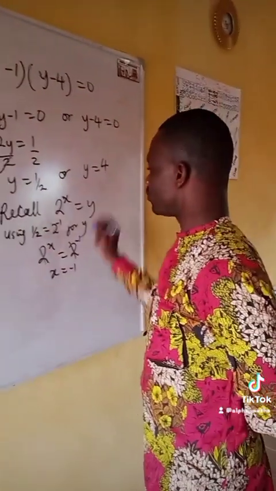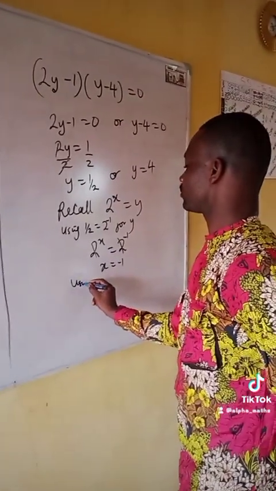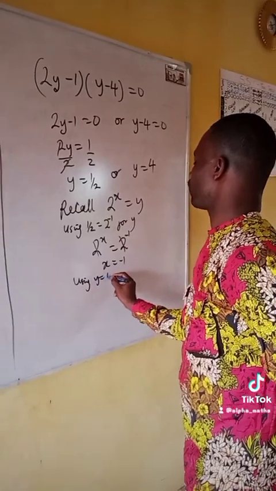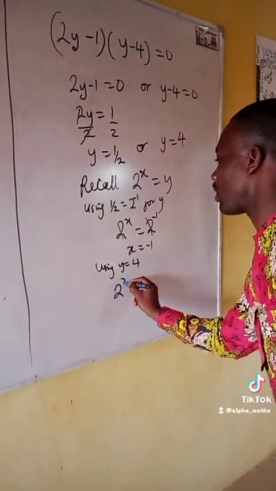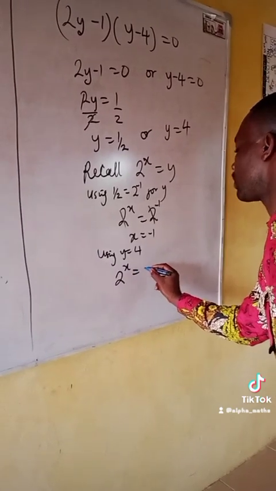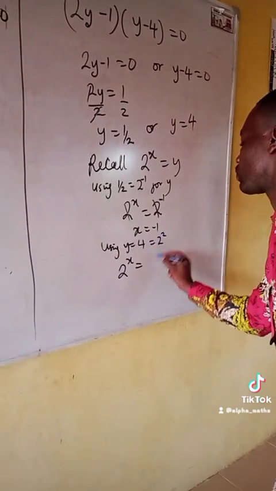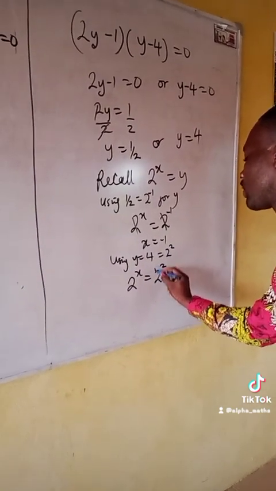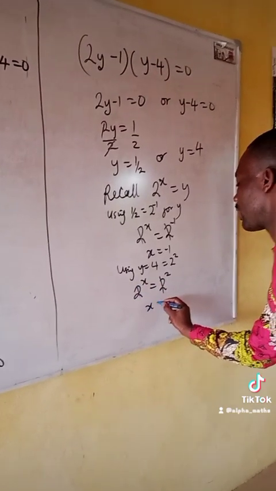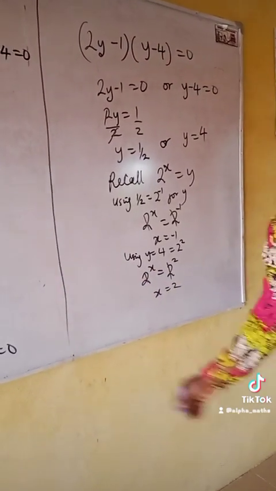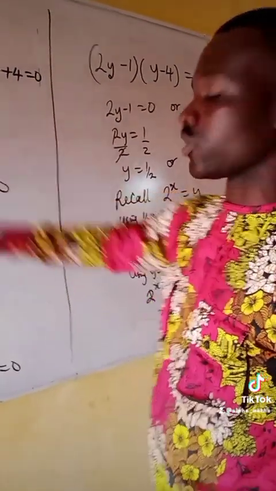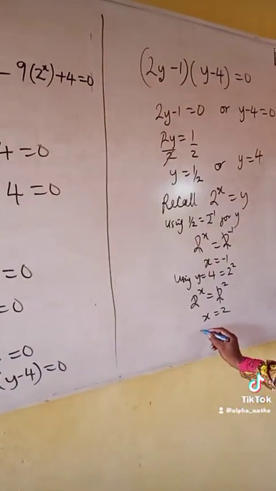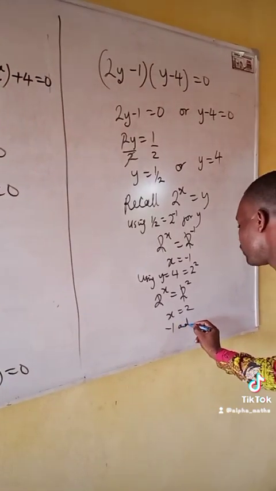If we are using y equals 4, which we got here, you bring it here. You remember from our equation that 4 is the same thing as 2 raised to 2. So you put it here, 2 raised to x equals 2 raised to 2. This will cancel this, and x equals 2. So the two values of x that satisfy the main equation will be minus 1 and 2.